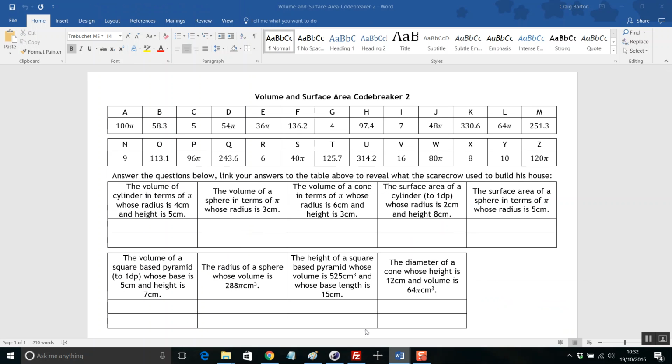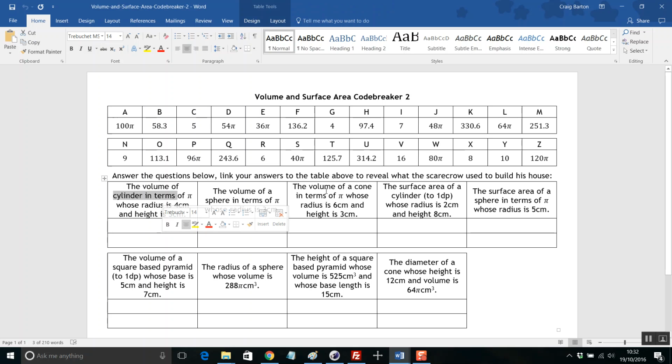And if I show you the second one, there's even more variety here, because this time we get volumes of cylinders, but we get volumes of spheres in terms of pi, surface areas of cylinders, volumes of square-based pyramids. And again, these are going to appear in foundation GCSE.